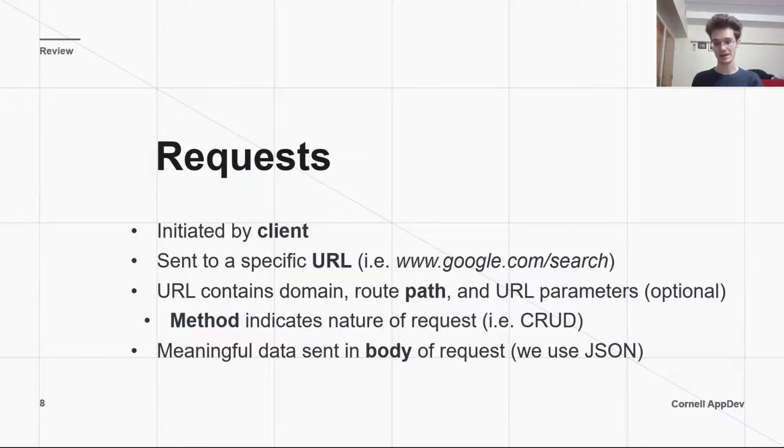Now, of course, the path tells us more specifically what we're looking for on each server. We also send meaningful data in the body of a request. In this class, we use JSON, but any arbitrary encoding can be sent in the body of the request as long as you're prepared to decode it on the server. We will stick with JSON because it's nice, simple, and easy.